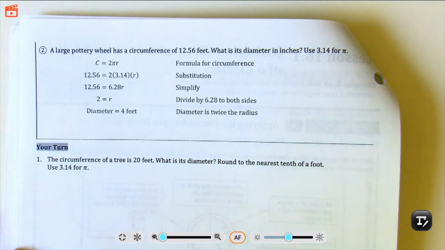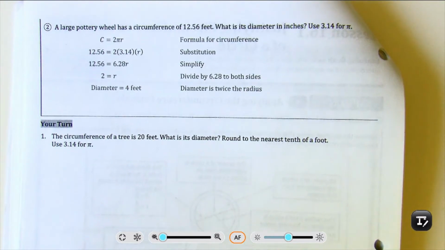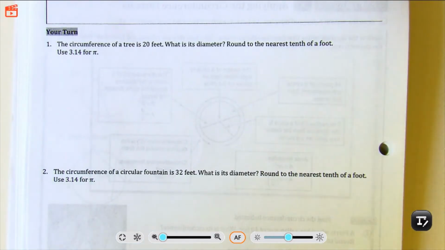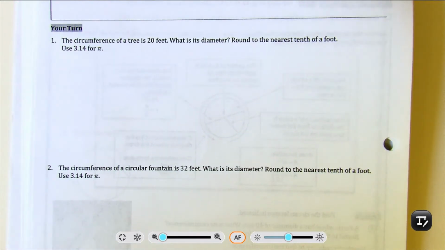Okay, so the first part of this lesson was mainly about circumference. If you want to pause the video here and give yourself a couple minutes to work on these problems, then press play to look at the solution.